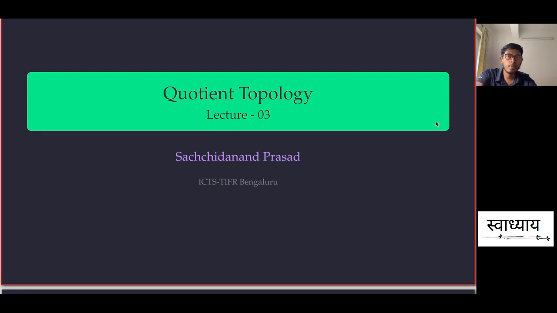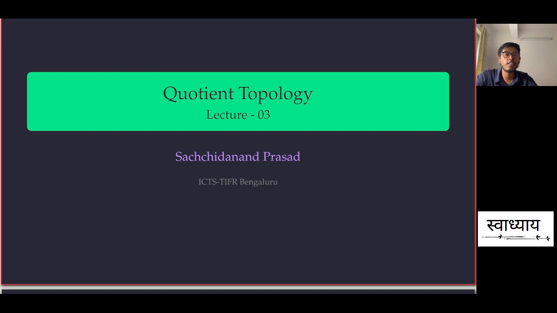So this is the third lecture in the Svādhyāya 1.2, and we will be discussing quotient topology. We'll see some identification spaces. For example, we recall that in the very first lecture we saw that if you take a disk and the boundary of the disk, which is a circle, and if you identify the whole boundary to one point, you'll be getting a sphere.